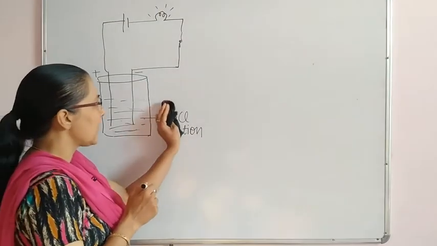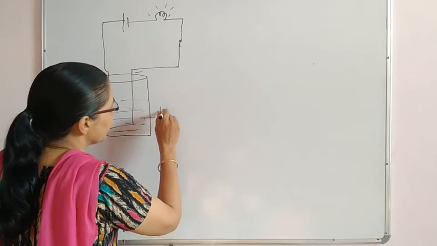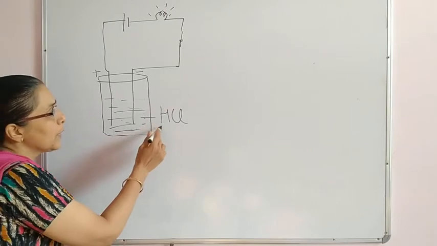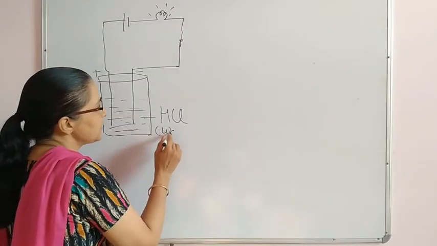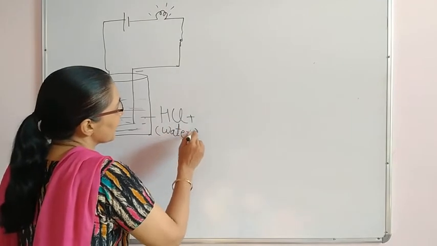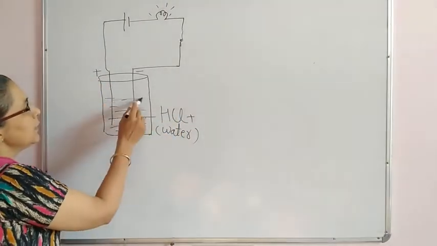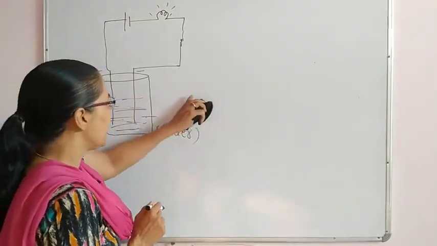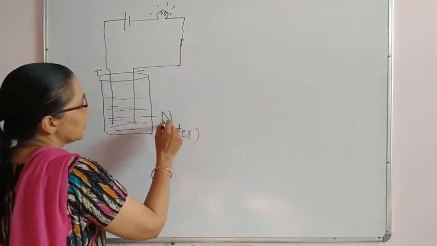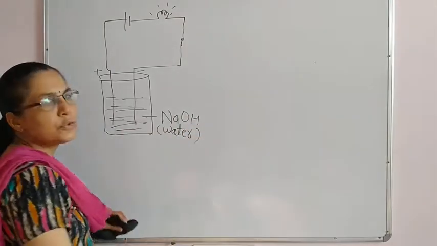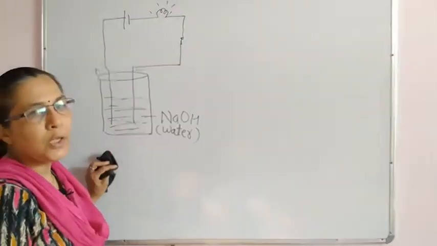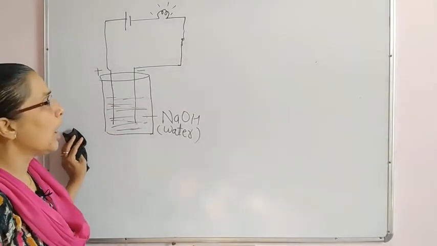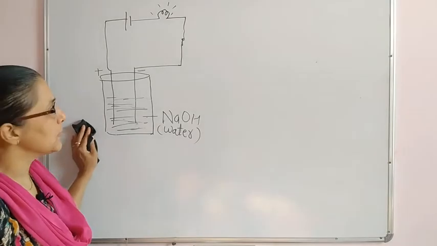Suppose I am doing the same experiment with the HCl solution. This is an acid. Previously that was the solution of salt. HCl aqueous solution, HCl plus water, is taken as the electrolyte. Again the bulb will glow. Instead of HCl and water, suppose I take any base. Any base you can take, an aqueous solution of NaOH. Then also the bulb will glow. It shows that in aqueous solution all these substances are good conductors of electricity.